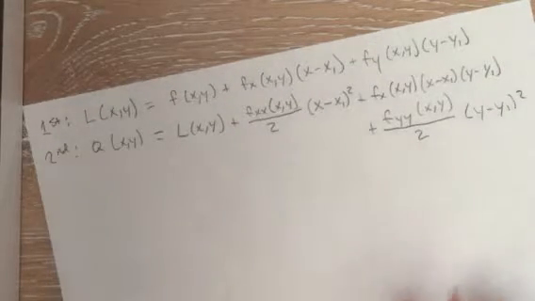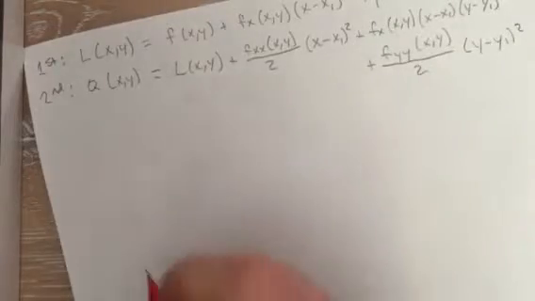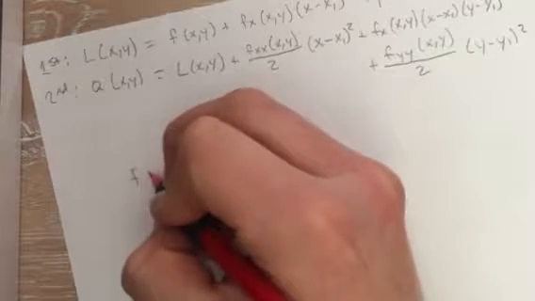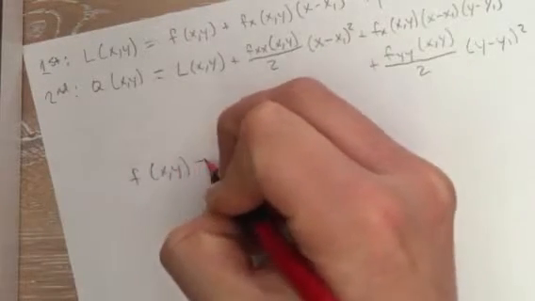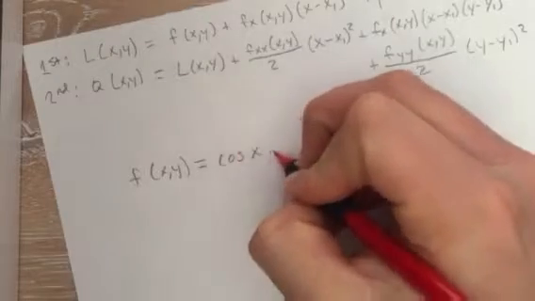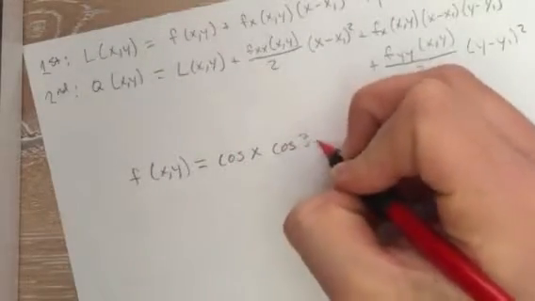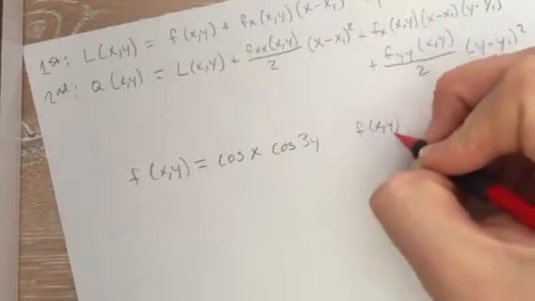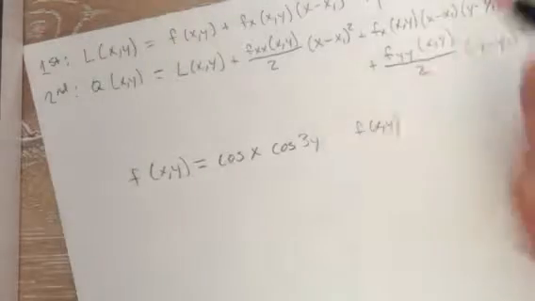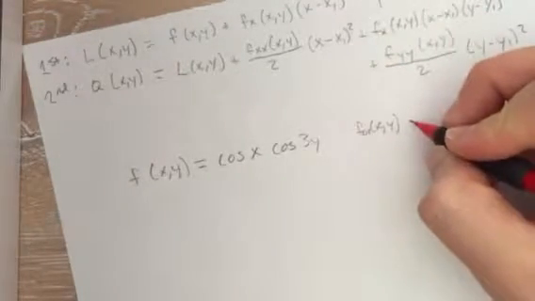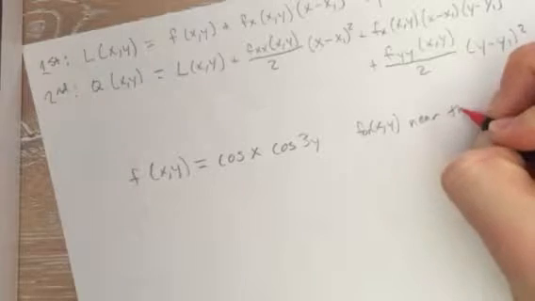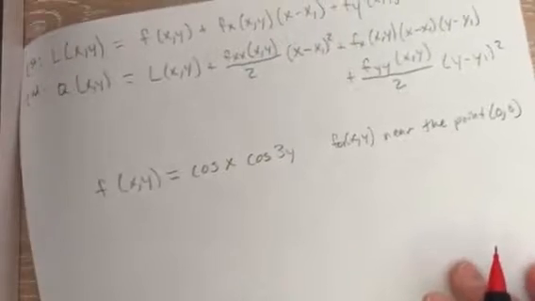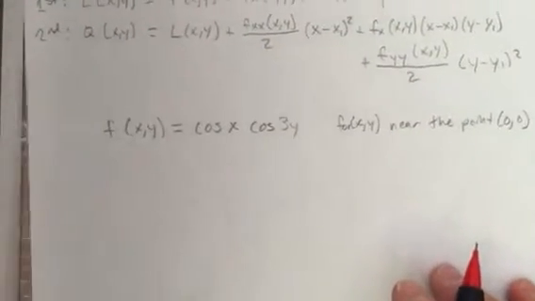Alright, so the problem that I'm going to do today, which is the first problem on the homework that we did for Taylor polynomials, has the function f of x,y equal to cosine of x times cosine of 3y, near the point (0, 0). So you guys have all seen this already.